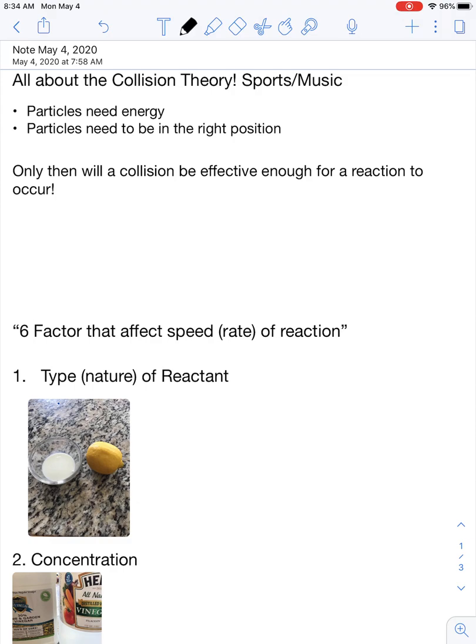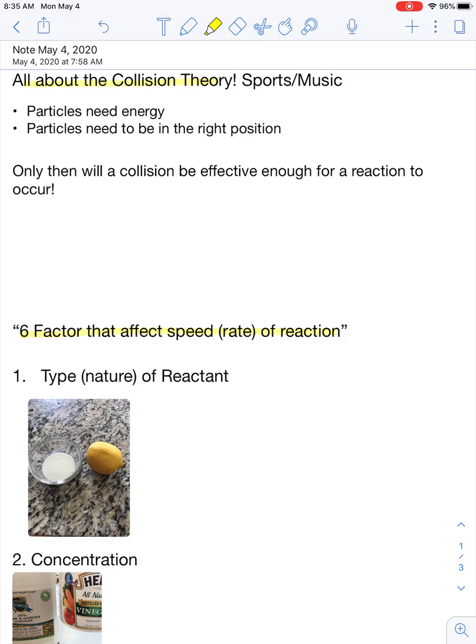So we're going to talk about two things today. One is the collision theory, and the other one is factors that affect the speed or rate of a reaction. Those of you who play sports or music, it's the same idea. In order for particles to react, you need to have the correct amount of energy and the correct positioning. Whether you're hitting a soccer ball into a goal, a tennis ball with a racket, or a baseball with a bat, you're looking for energy and the right positioning.